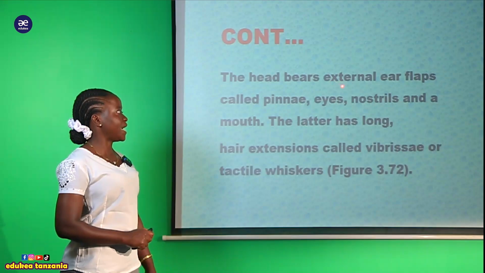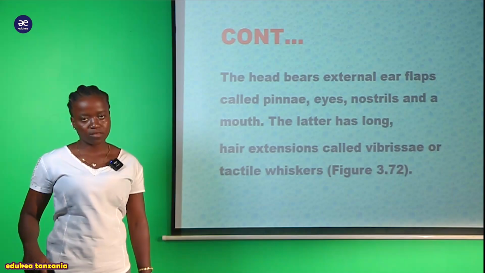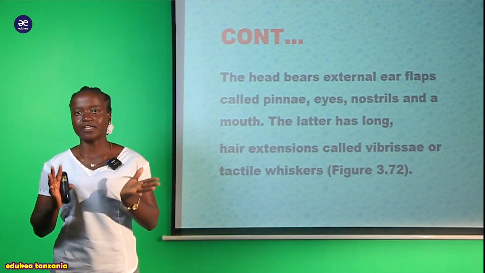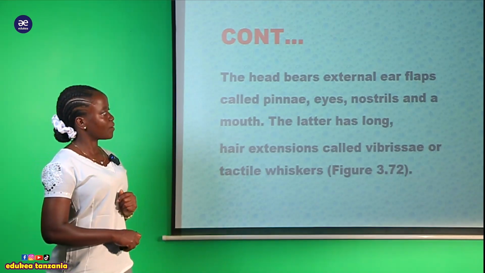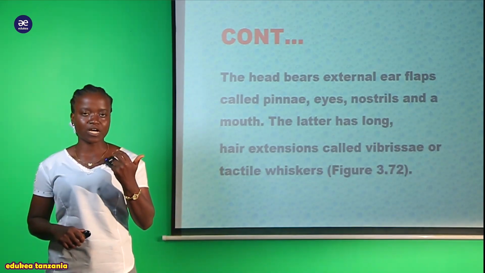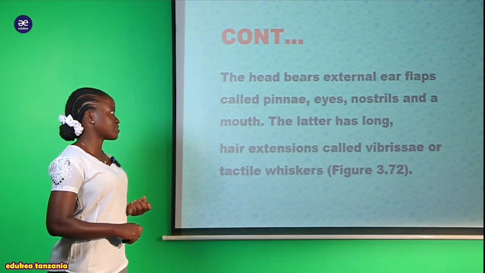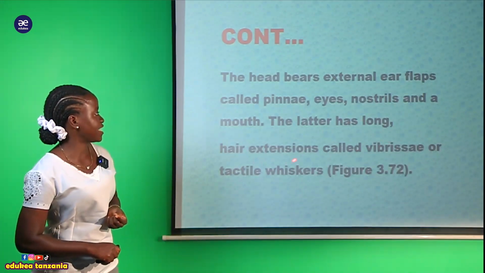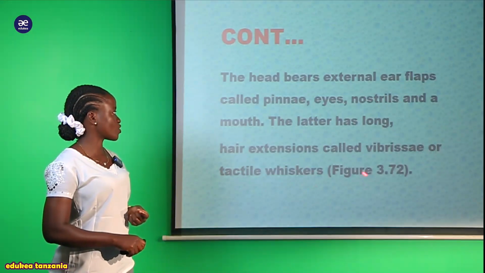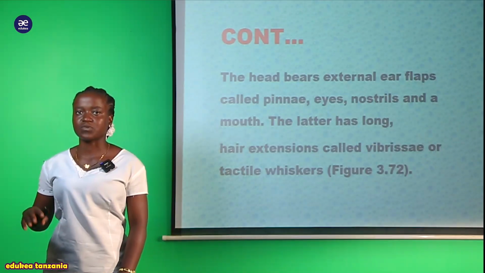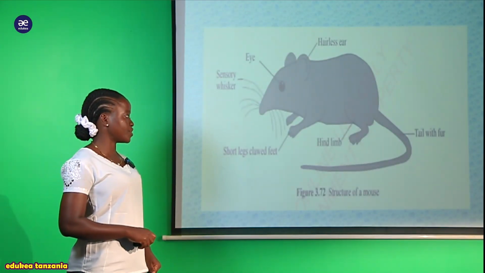But the head bears external ear flaps called the pinna, eyes, nostrils, and the mouth. Ukiangalia structure ya head, tunasema kwamba ndipo ambapo macho, masikio, pamoja na vile vitundu ambavyo vinasaidia kupitisha hewa vinaitwa nostril, vimelocated within the head. And also we are saying that the face has long hair extensions called the vibrissae or tactile whiskers. So this organism also has long hairs which cover their body, as you can see in this diagram or on this picture.